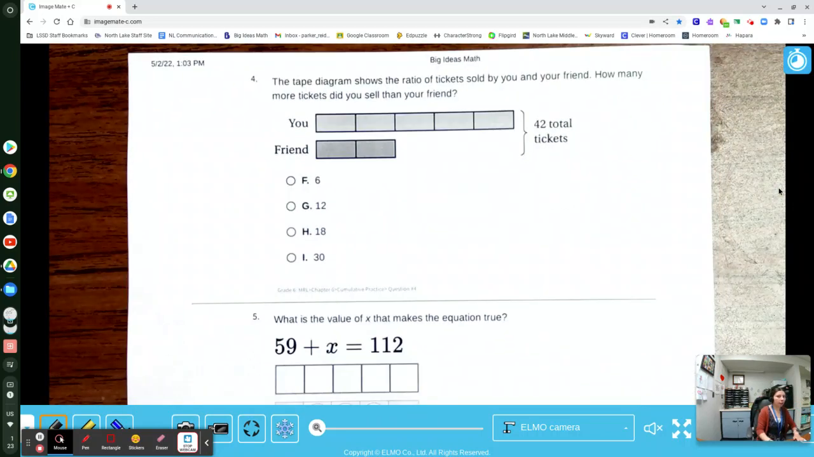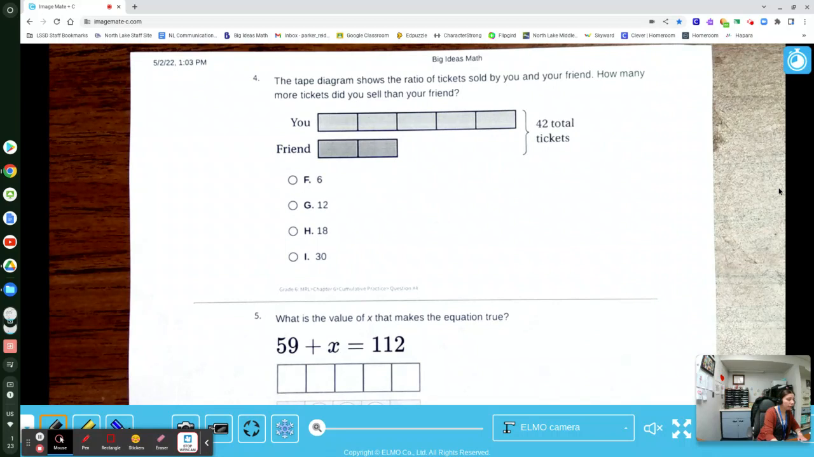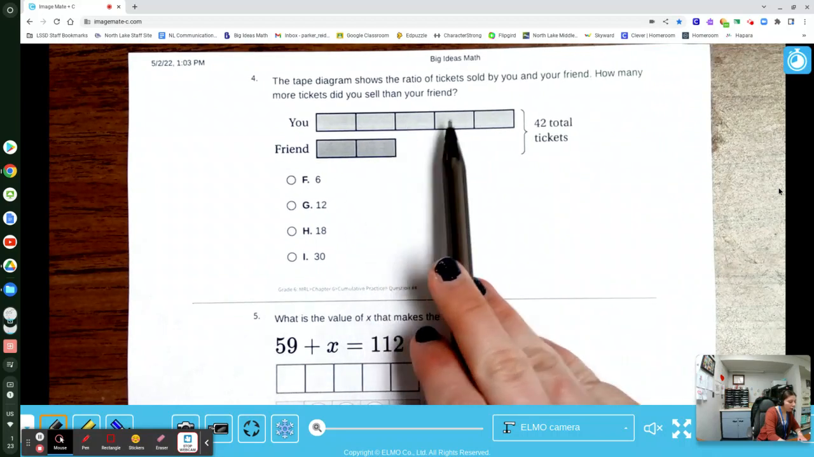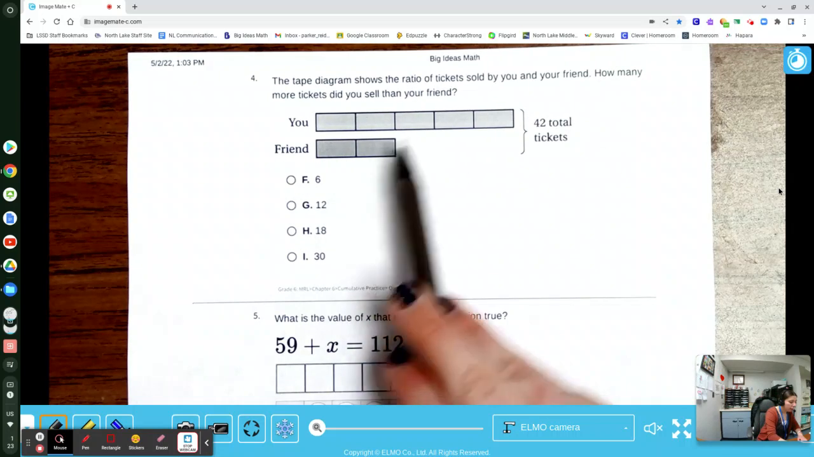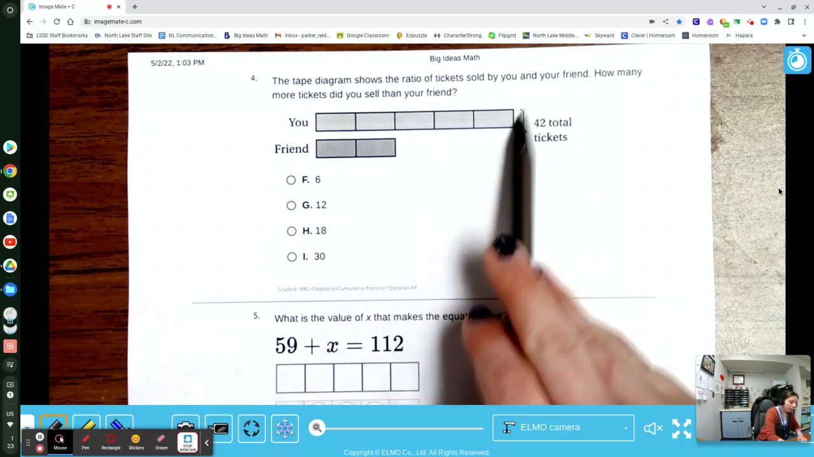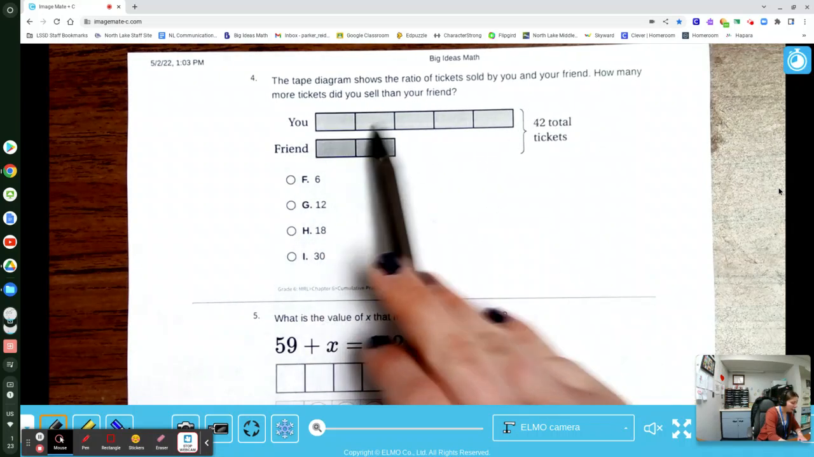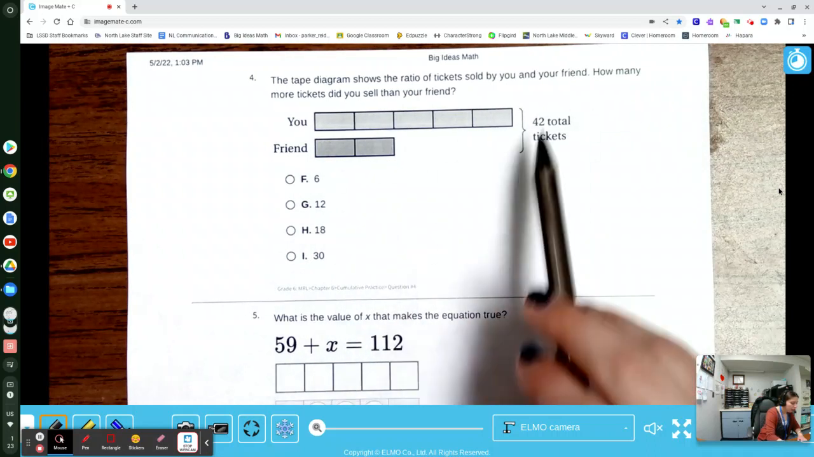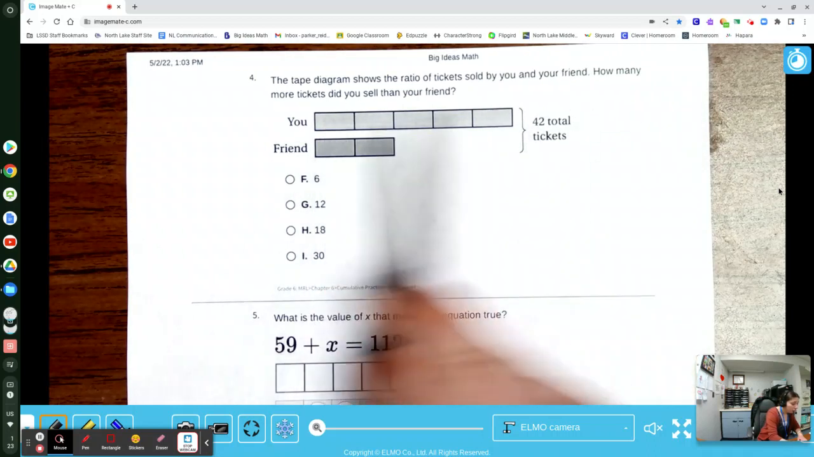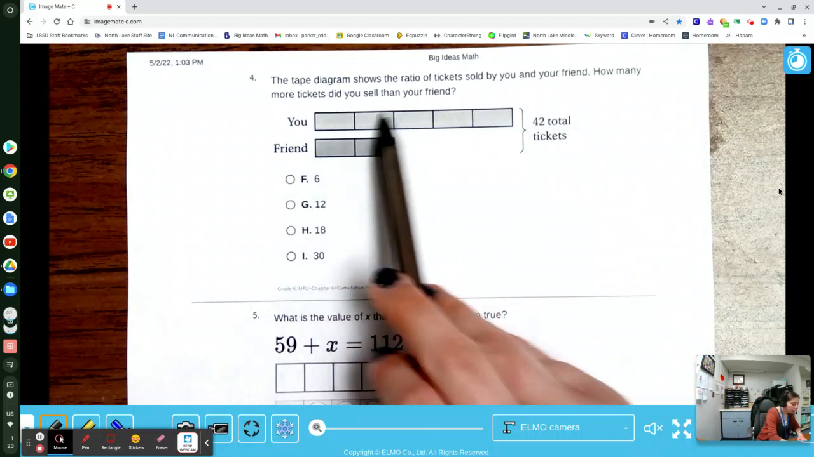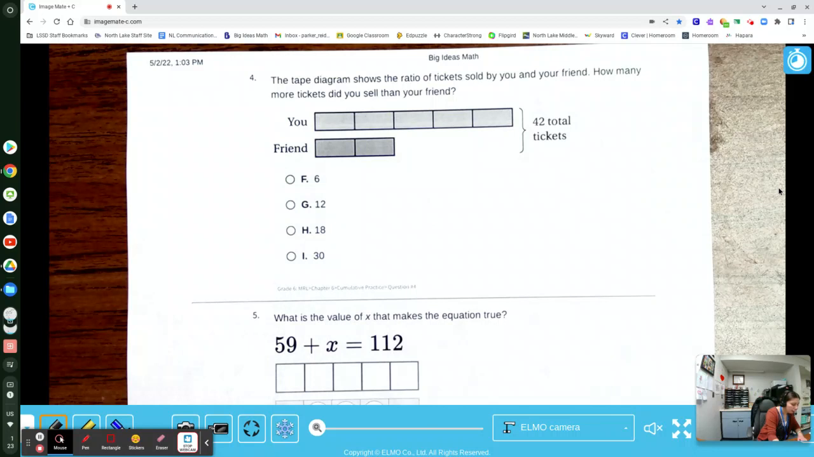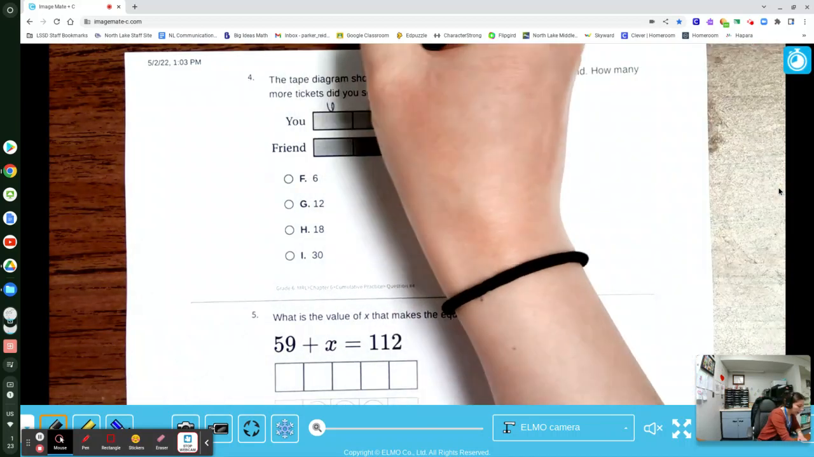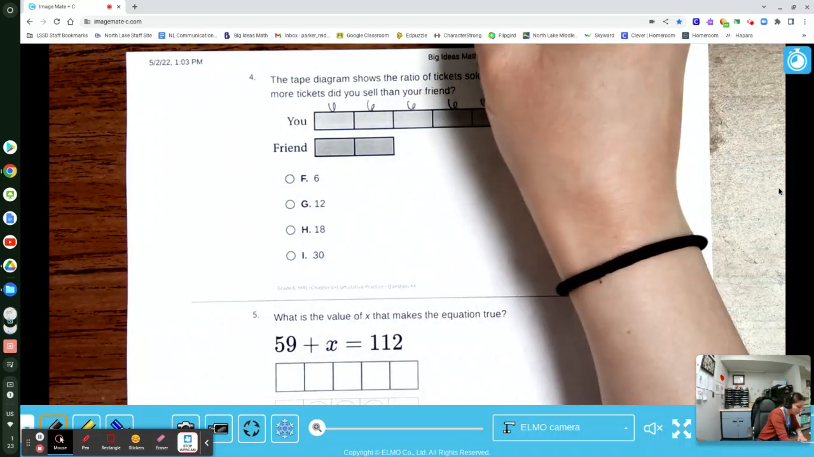Number 4, the tape diagram shows the ratio of tickets sold by you and your friend. How many more tickets did you sell than your friend? So this does not mean that you sold 3 more tickets than your friend. You have 3 more boxes than them, but look, there's 42 total tickets, so there's not just 1 in each of them. So if there's 42 tickets total among you and your friend, those are split evenly into 7 boxes. That means there should be 6 tickets in each box.